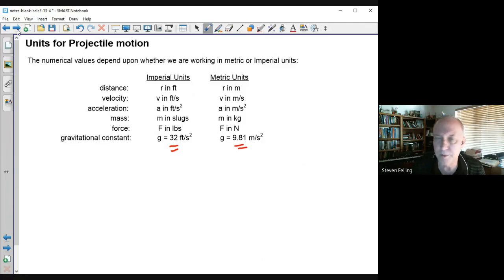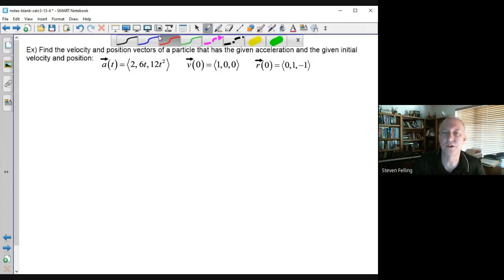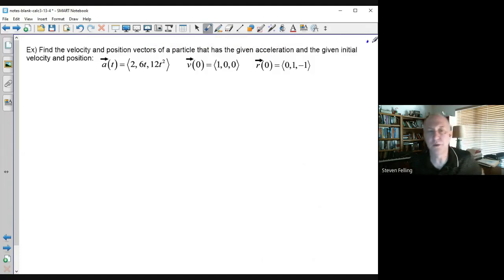All right, let's do a problem. This is where we really see how it works. And this is very, very similar to the way this is assessed on the chapter test. So let's say we wanted to find velocity and position vectors for a particle that has a given acceleration and then the given initial position and velocity.